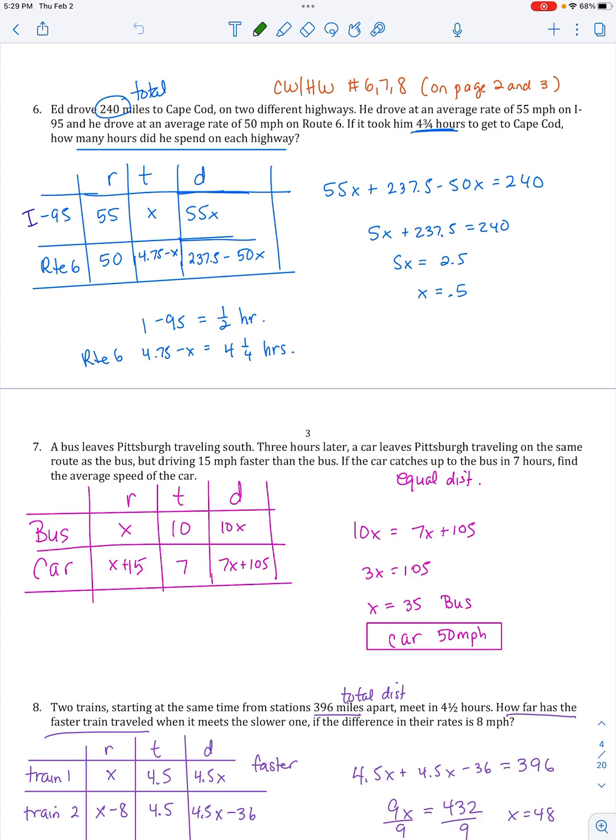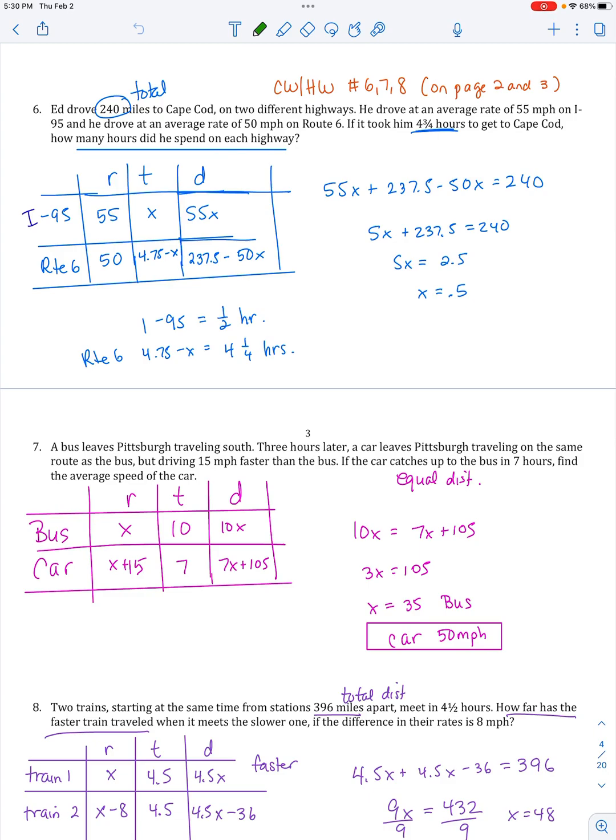So, on 6, Ed drove 240 miles to Cape Cod, and he went on two different highways. So it was a total distance problem of two different rates. So on I-95, he went 55, and on Route 6, he went 50. It says that he traveled for 4.75 hours, which is his total time. So the two times are X and 4.75 minus X, because they have to add up to 4.75 hours.